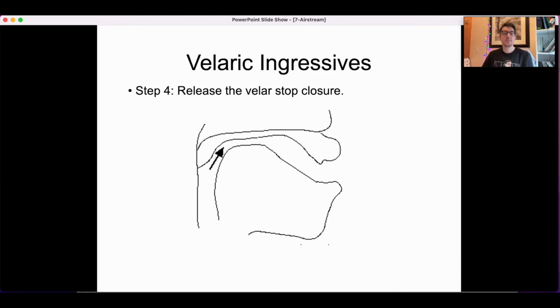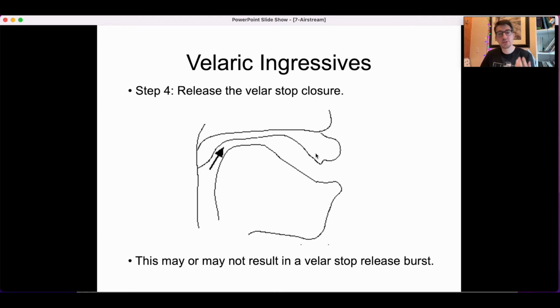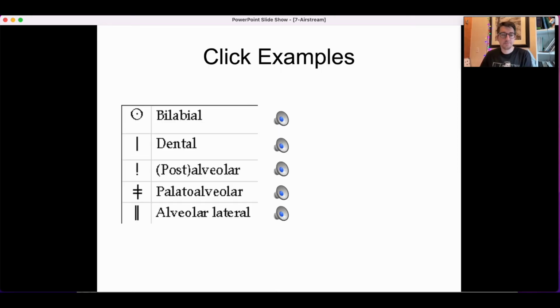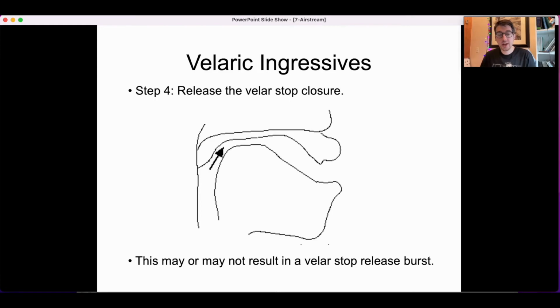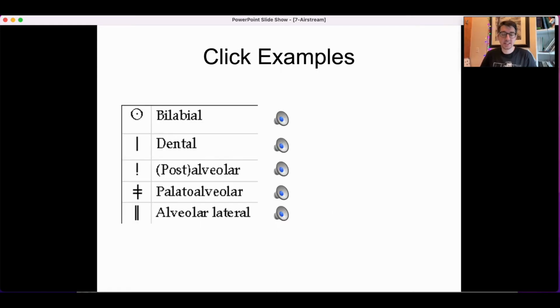And finally, step number 4, you release the velar stop closure, which often you do not even hear, you just hear the click sound. And this may, or as I said, may not result in a velar stop release burst. And that's why we call these clicks. So you make a click sound by following these steps.